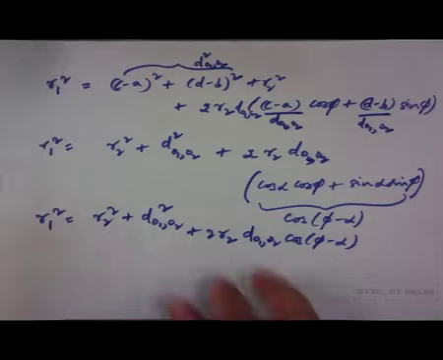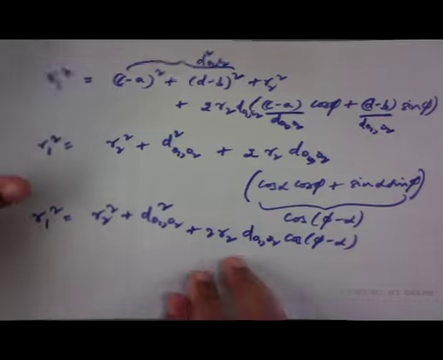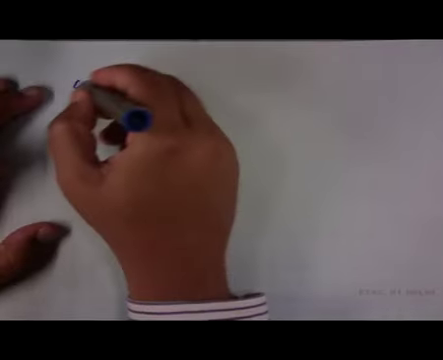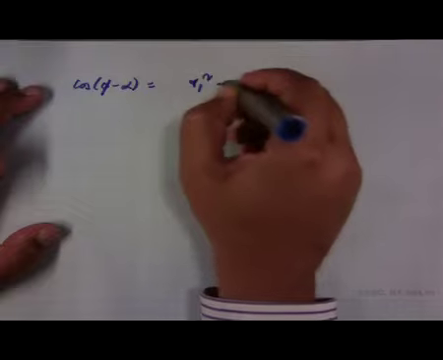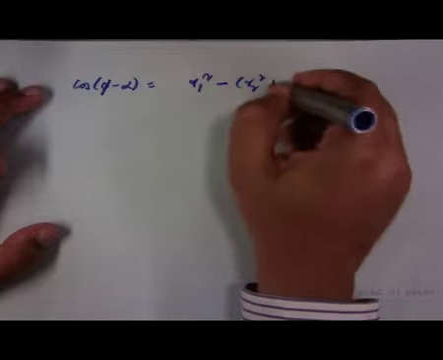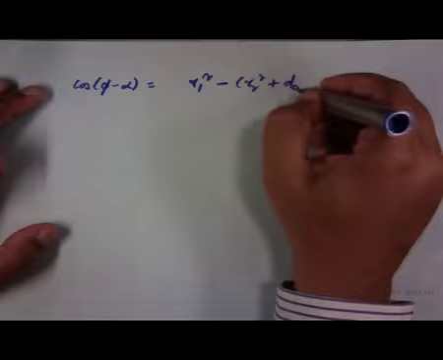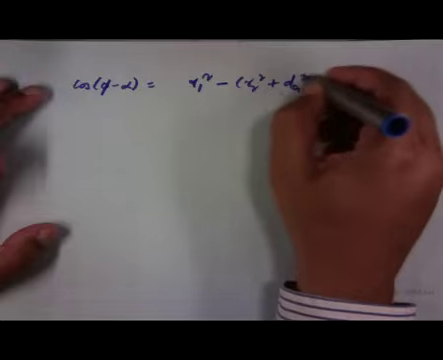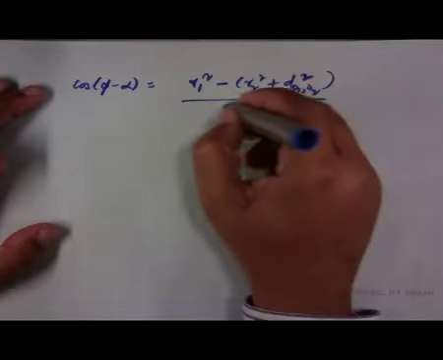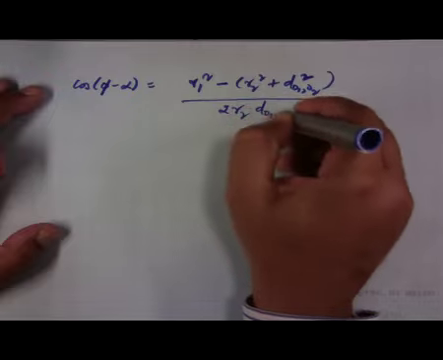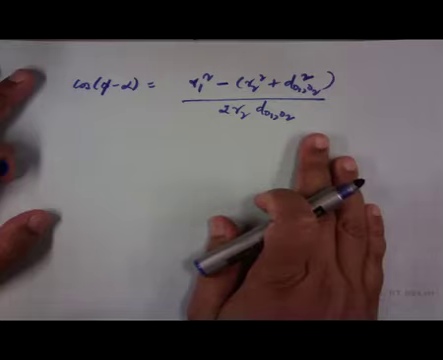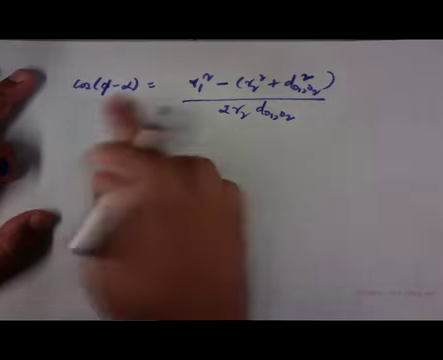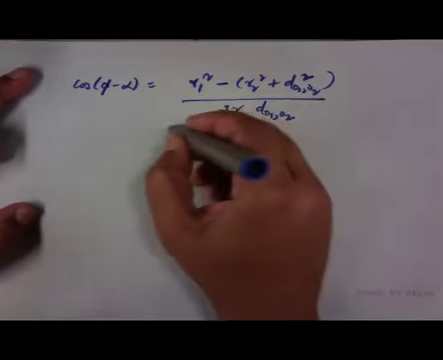So, from the previous slide we have cos of phi minus alpha is r1 square minus r2 square plus d O1 O2 whole square upon 2 r2 d O1 O2. So, essentially we have to solve this equation to find the value of phi, which can be done graphically like this.